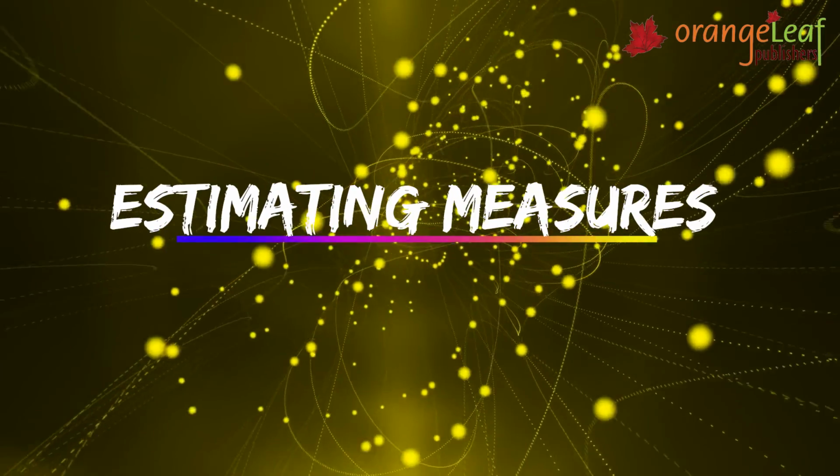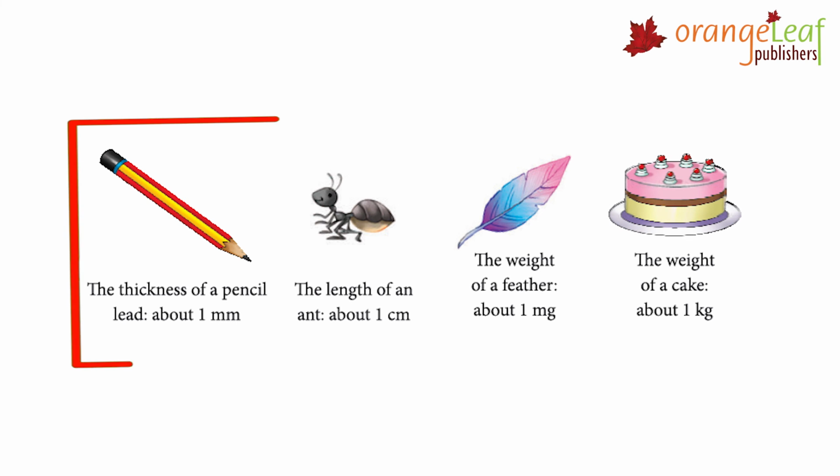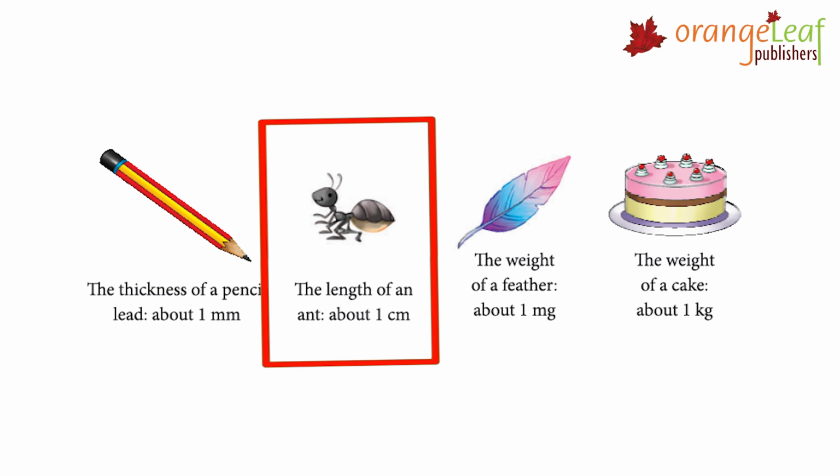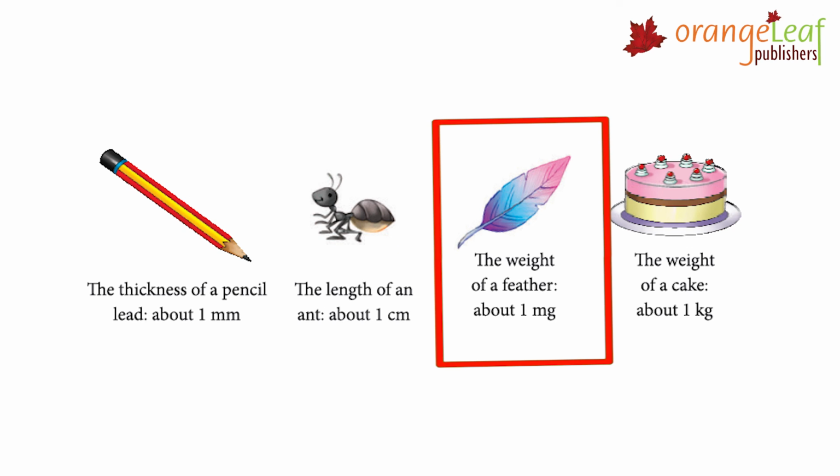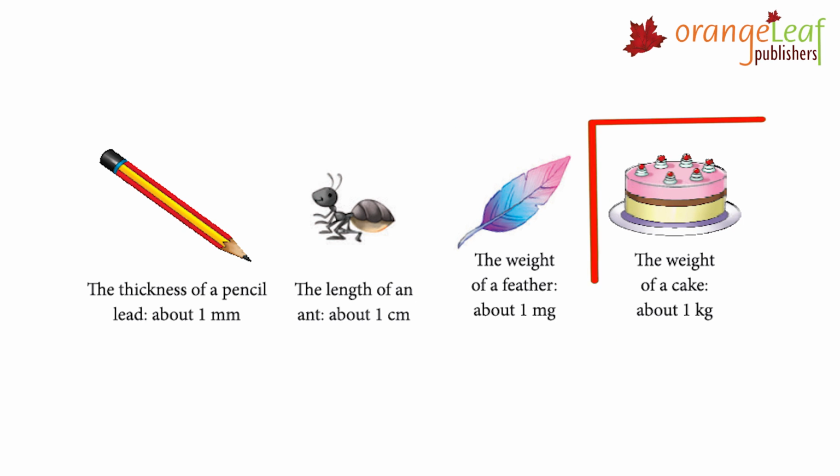Estimating measures. In real life, we don't know the real measurement of a lot of things. So we estimate the measure. And to estimate a measure, we must know the measure of the real thing. To estimate a measure, we compare it with a known measure. Have a look at these pictures. So the thickness of a pencil lead is about 1 millimeter. The length of an ant is about 1 centimeter. The weight of a feather is about 1 milligram. And the weight of a cake is about 1 kilogram.